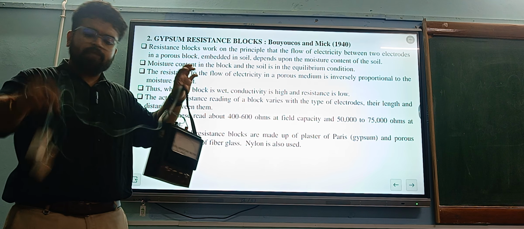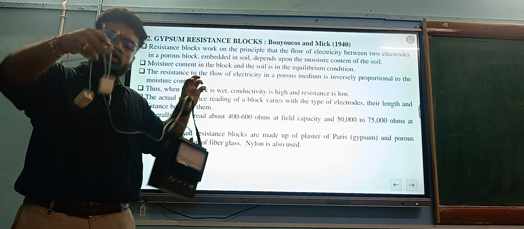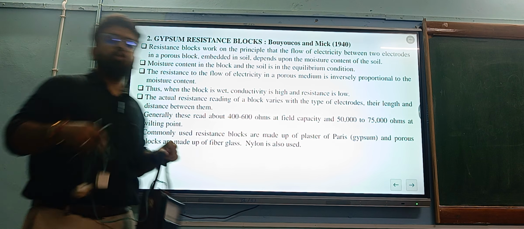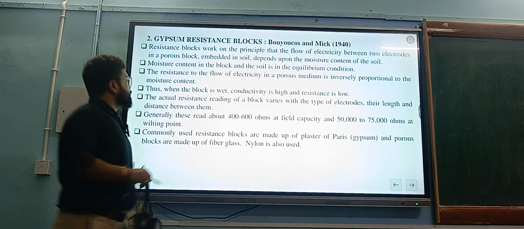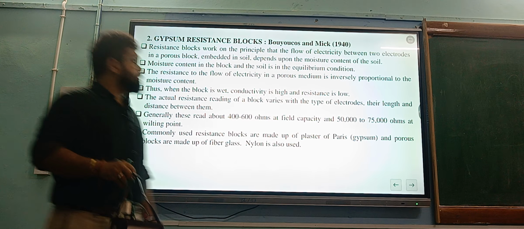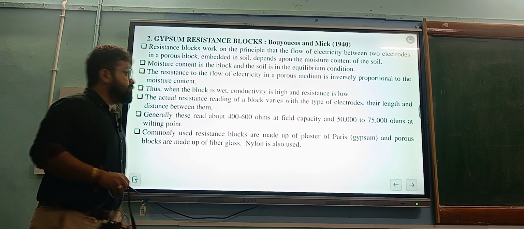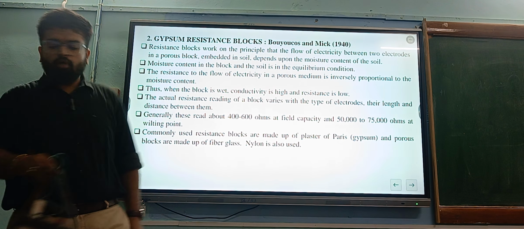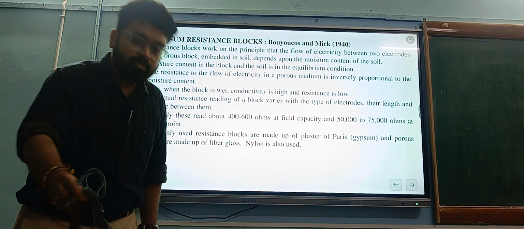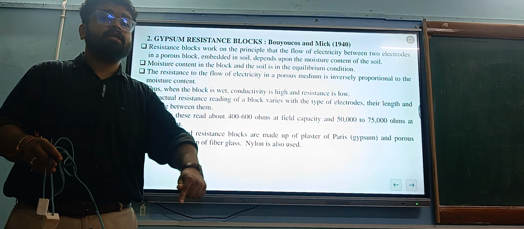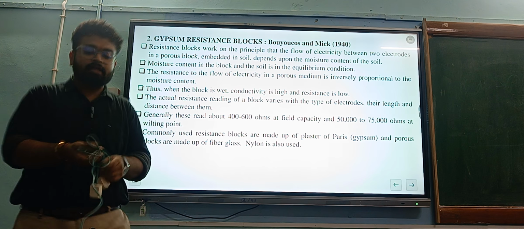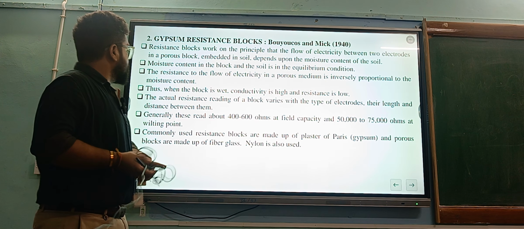When electricity is passed to these electrodes, the flow of electricity between them is directly proportional to the moisture content in the soil, and the resistance to the flow of electricity in a porous medium is inversely proportional to the moisture content. Sorry, I was talking about resistance. Resistance is inversely proportional to the moisture content. Conductance is directly proportional to the moisture content in the soil.